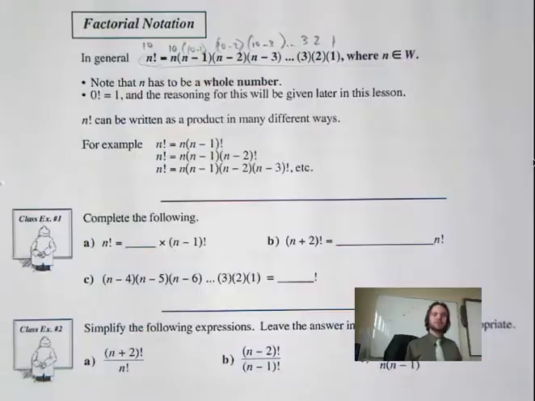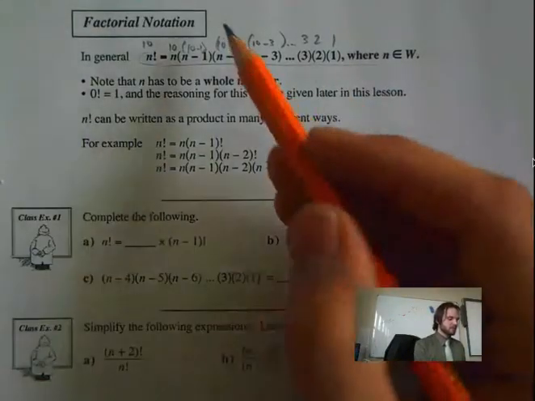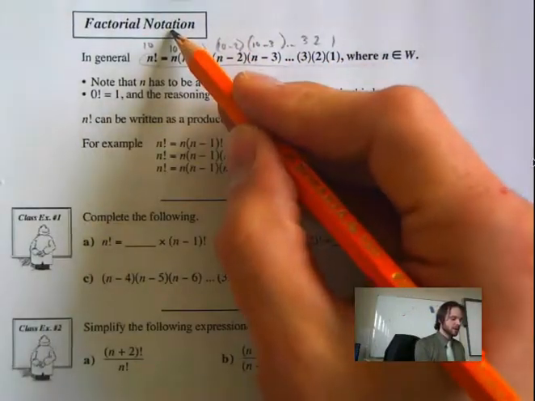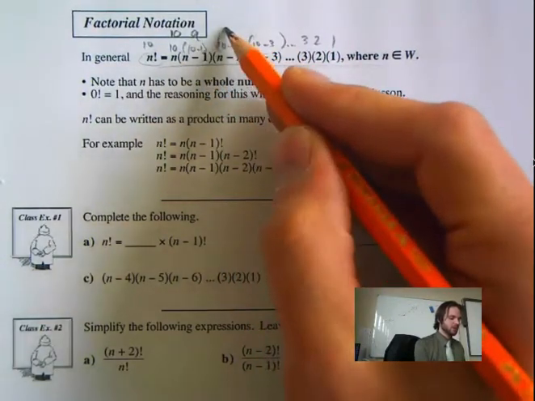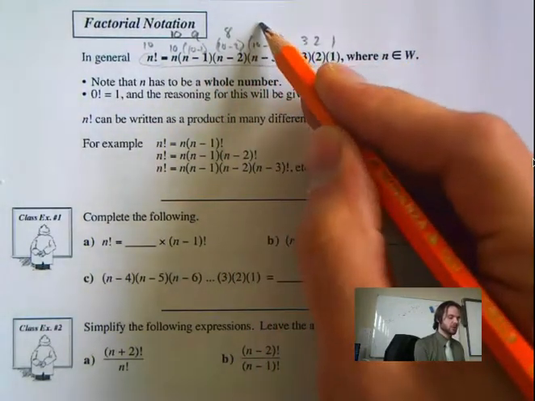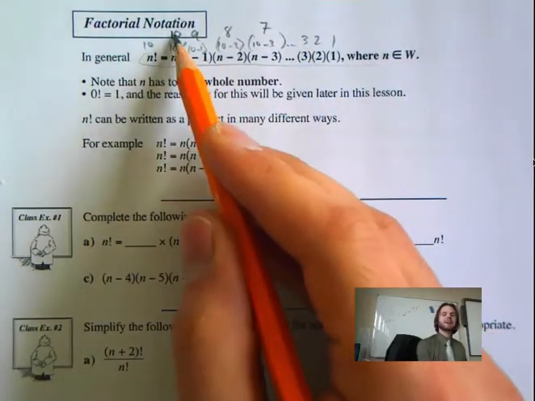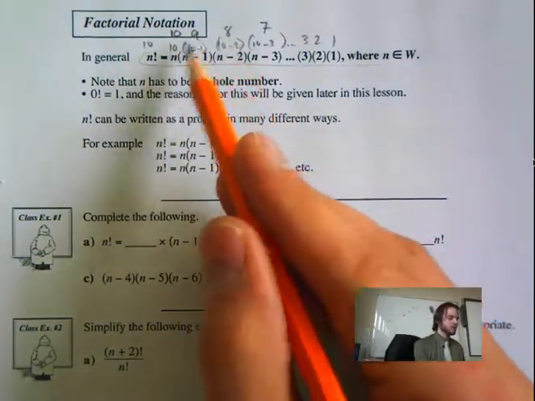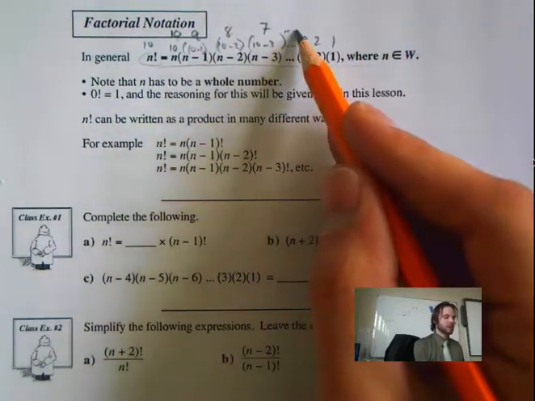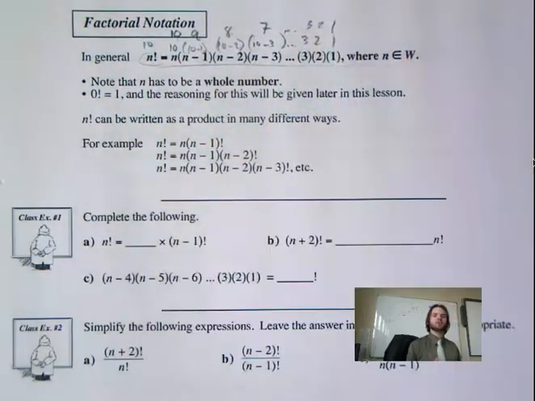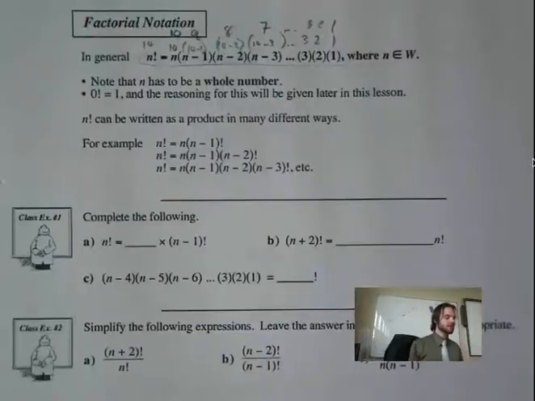Well, let's see why it's like that. This here is going to be left at 10. 10 subtract 1 is 9. 10 subtract 2 is 8. 10 subtract 3 is 7. If we notice, it's exactly what the factorial notation is. We start counting down: 10, 9, 8, 7, all the way down to 3, 2, 1. So there is just an example.